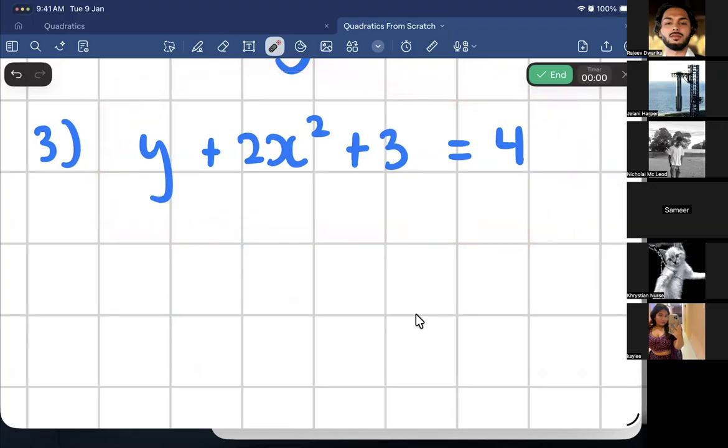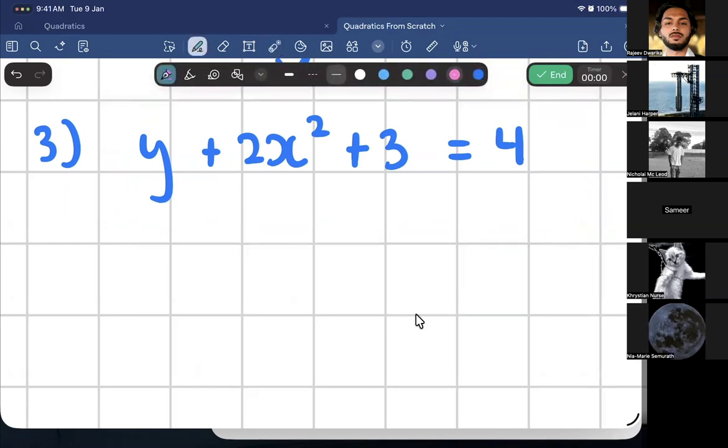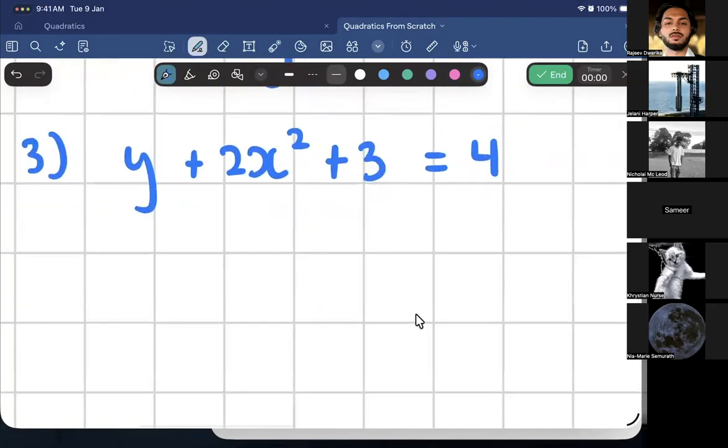Christian, Nia, Samir, why did you say it wasn't a quadratic? Same reason. I had it as a quadratic, and then I thought I was wrong, and then I switched it. Yes, sir. I had quadratic too, but then I realized y wasn't the subject of the formula, so I thought it was wrong.